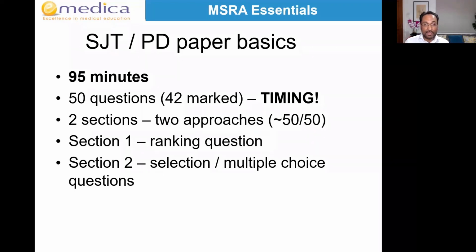So this one in the real exam will come first. It's 95 minutes. One of the big challenges for this, even more so than the clinical, which is tight for time, is timing. So you're going to have 50 questions in 95 minutes. Only 42 are marked. 8 pilot questions carry 0 marks. You don't know which ones.